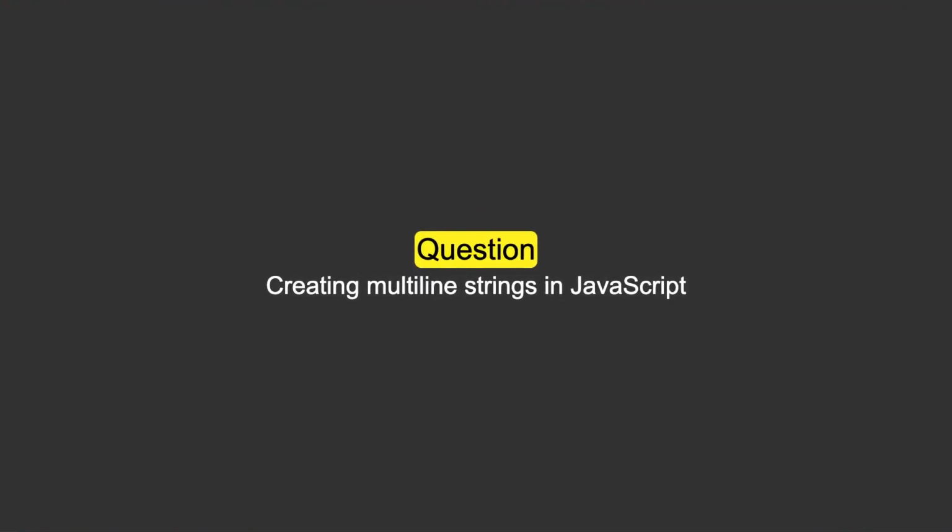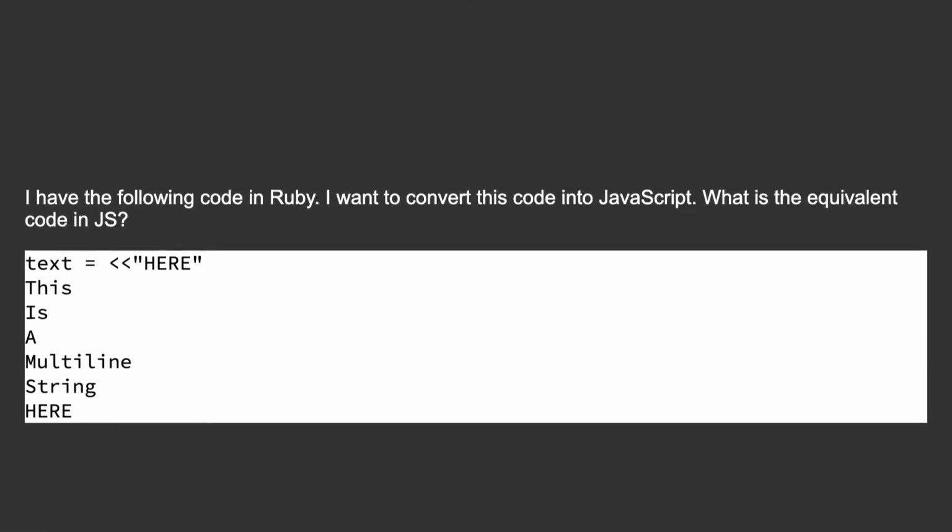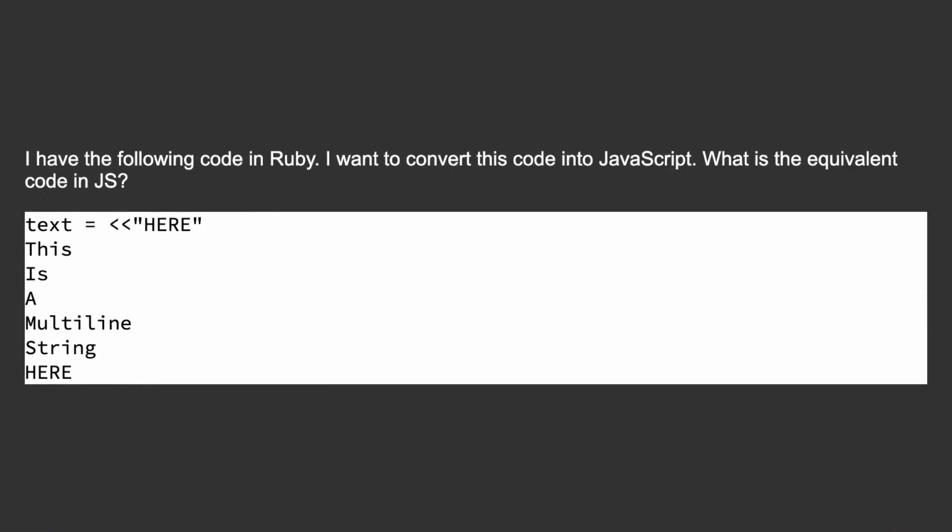Creating multiline strings in JavaScript. I have the following code in Ruby. I want to convert this code into JavaScript. What is the equivalent code in JS?